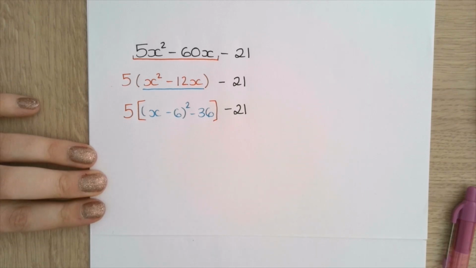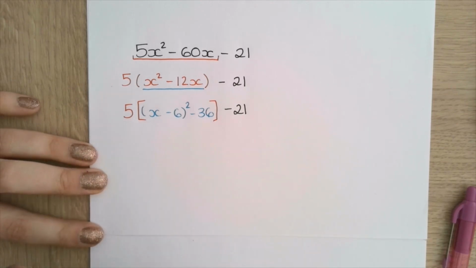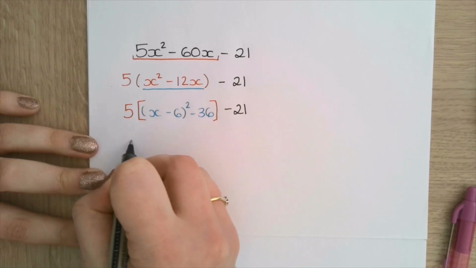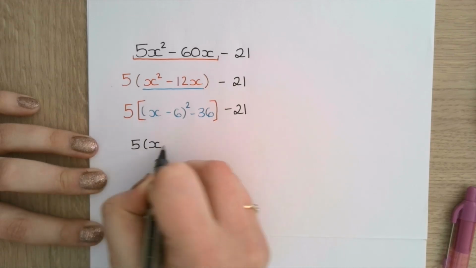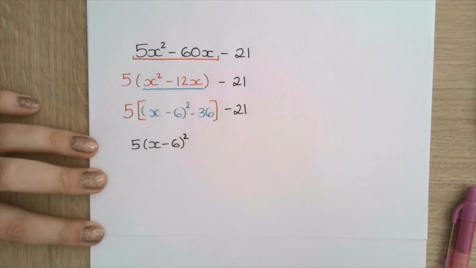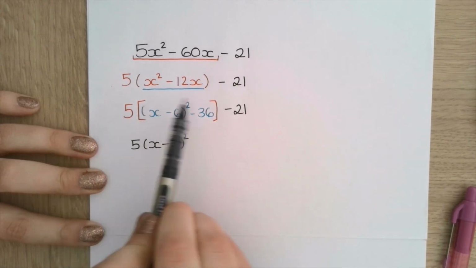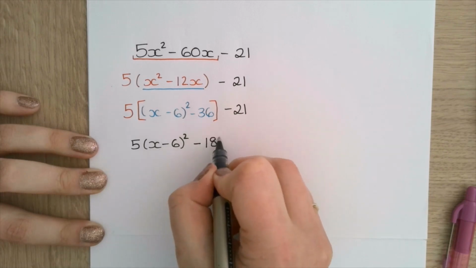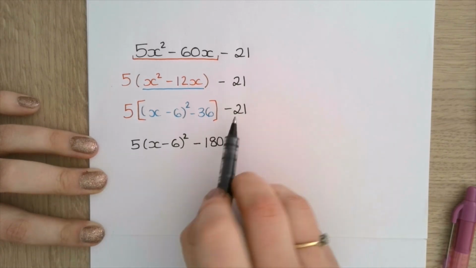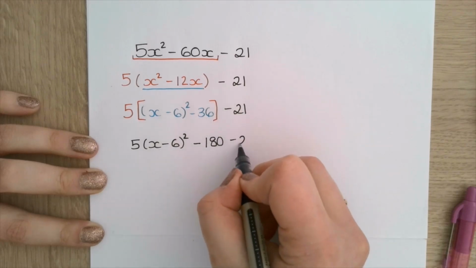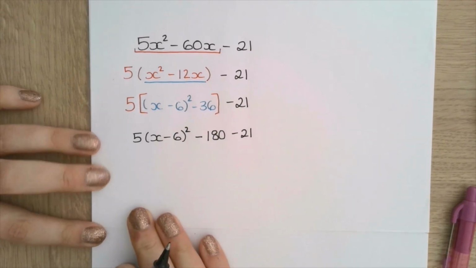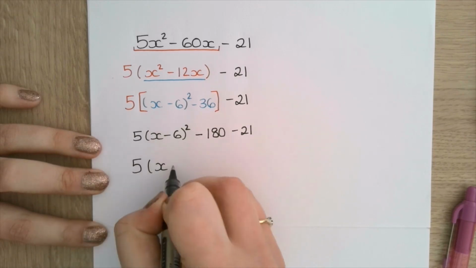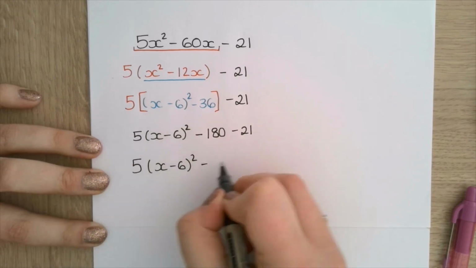Now to expand out my red brackets, 5 multiplied by x minus 6 all squared is going to leave me with that, and then I need to do 5 times minus 36, which gets me minus 180, and then obviously I've got the minus 21 on the end. And finally I just need to simplify. 5 x minus 6 all squared minus 201.